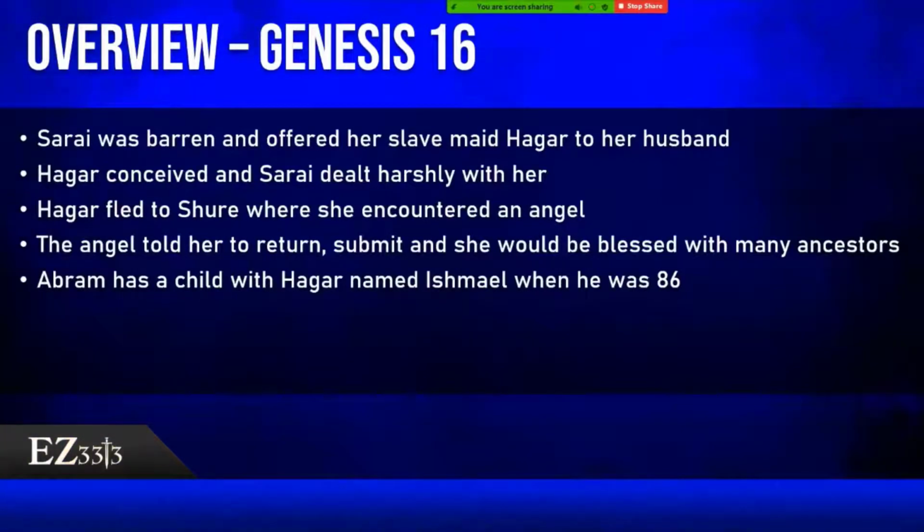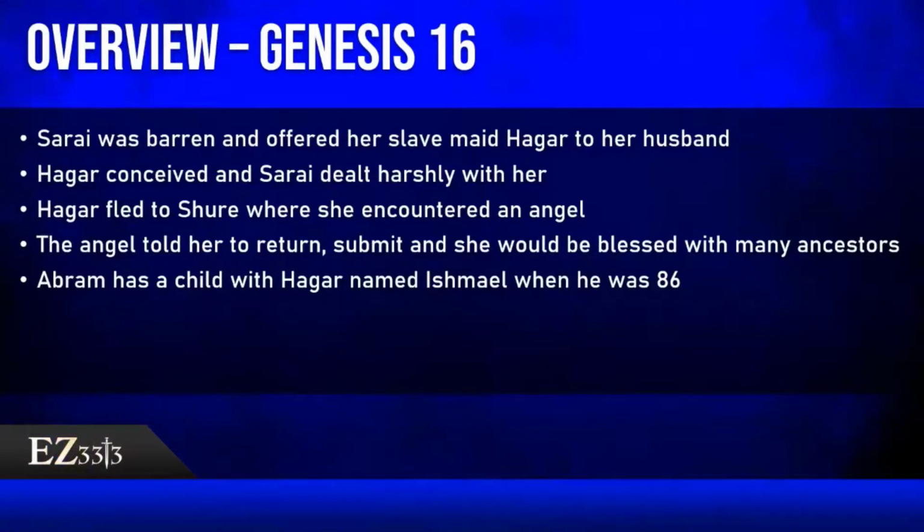Overview of Genesis 16. Sarah was barren and offered her slave maid Hagar to her husband. Hagar conceived, and Sarah dealt harshly with her. Hagar fled to Shur, where she encountered an angel. The angel told her to return, submit, and she would be blessed with many ancestors. Abram has a child with Hagar and named him Ishmael when he was 86.